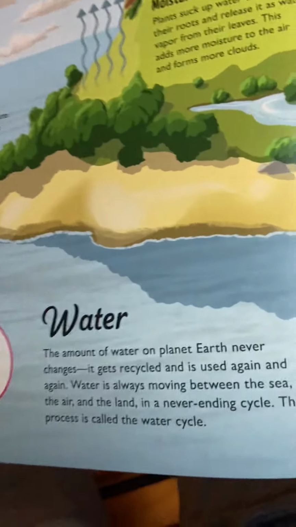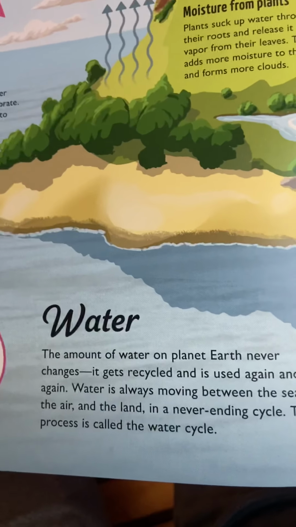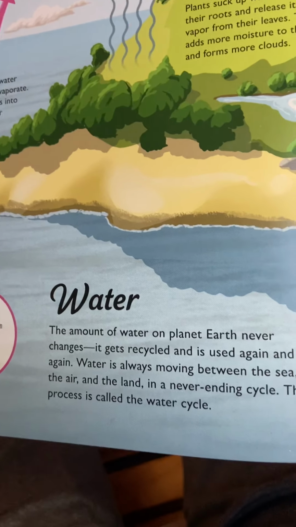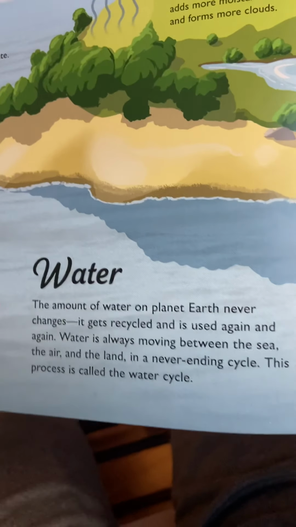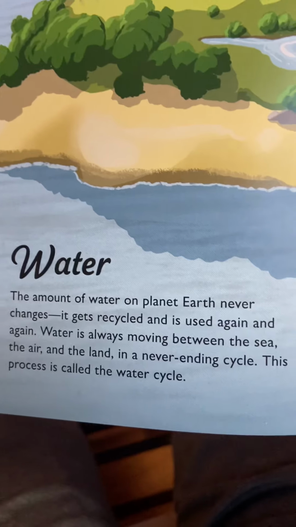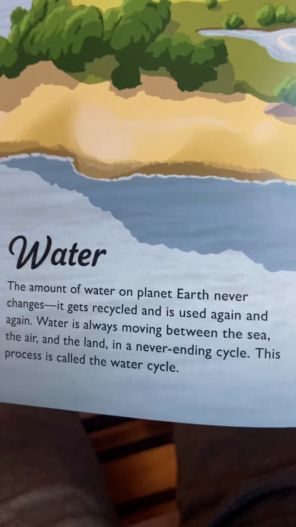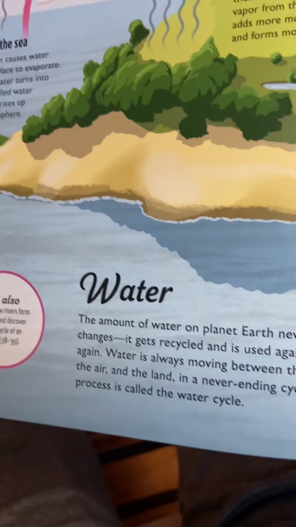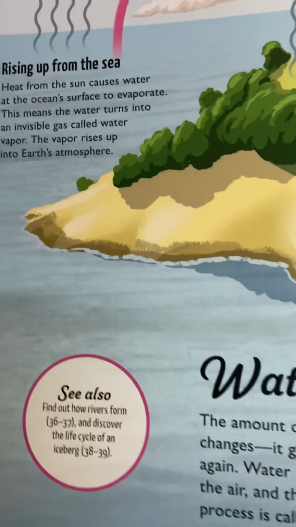It's water. The amount of water on planet Earth never changes. It gets recycled and used again and again. Water is always moving between the sea, the air, and the land in a never-ending cycle. This process is called the water cycle. So let's take a look.